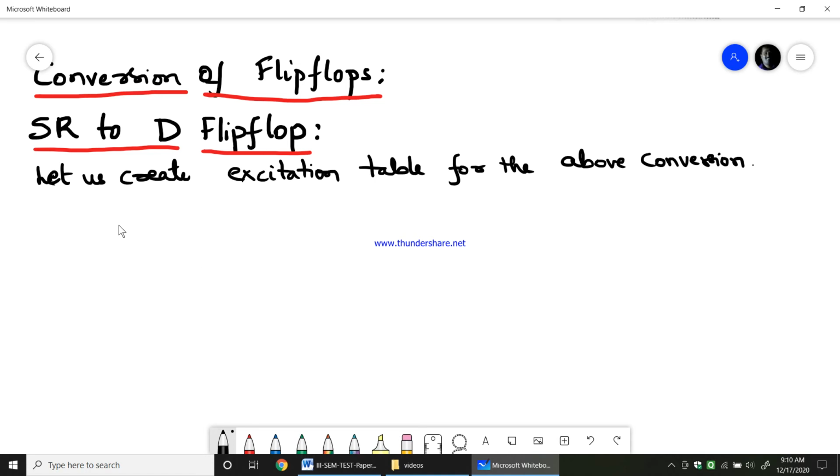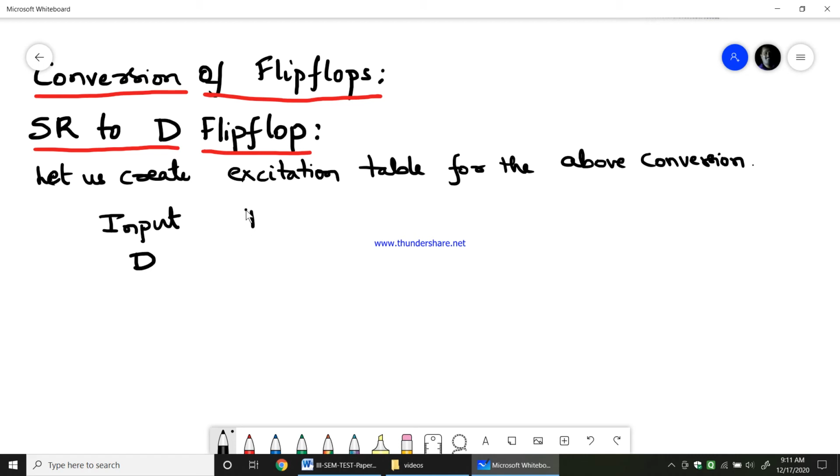So always, if you do any conversion, this would be the way of creating the excitation table for the conversion. I'll tell you the normal procedure for creating the excitation table for the conversion. You can use the same procedure for converting any form of flip-flop to any other form. So we are doing SR to D, therefore the first column will always be the input, and that input would be the flip-flop which you are going to convert, so that is D. So this column will be the input of the flip-flop which you are going to convert.